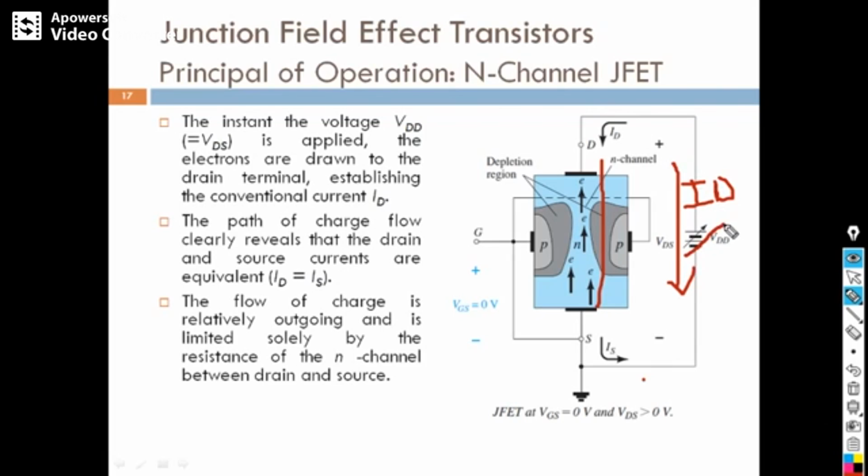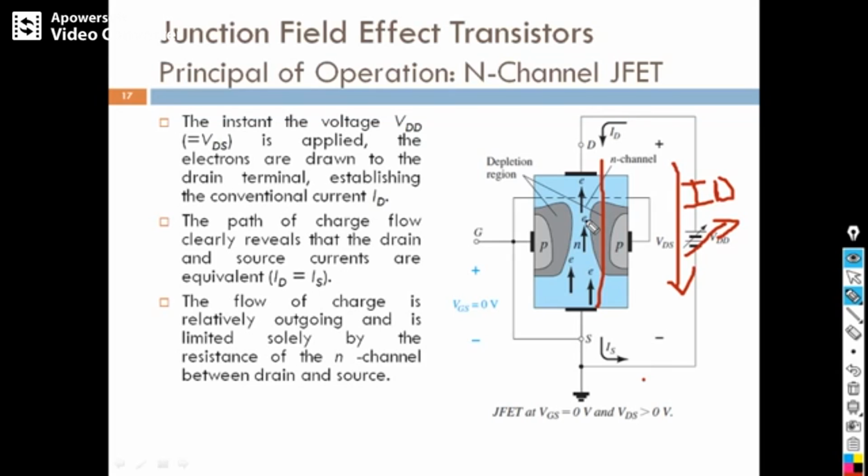Then what will happen if you keep on increasing this? This end will be at more reverse bias than this end. When we increase the reverse bias, the depth of the depletion region will increase. At one point, both ends will touch, and that point is called the pinch off voltage.